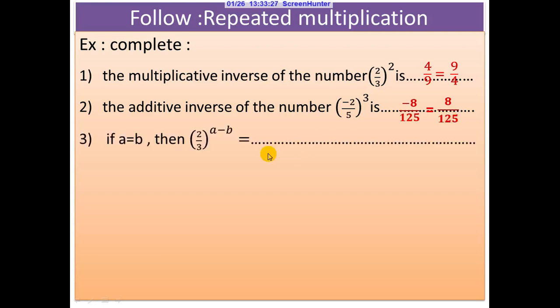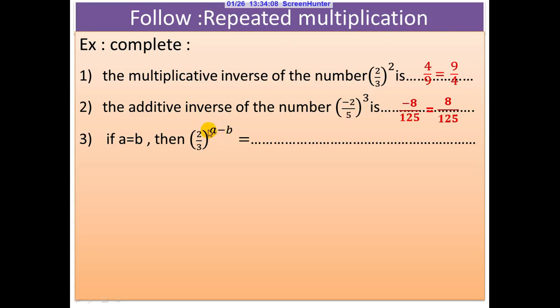Okay, let's see more exercises. In exercise number 3, he gave me here A equal B. It means they are equal numbers, like 2 and 2, 3 equal 3, 4 equal 4, and so on. Both of them are equal numbers. And we have here 2/3 as a base raised to power A minus B. What will it equal in this case? If we have the same number, it means the power here will be equal to 0. Why? Because we have the same number, and when we subtract both of them, it will be equal to 0.